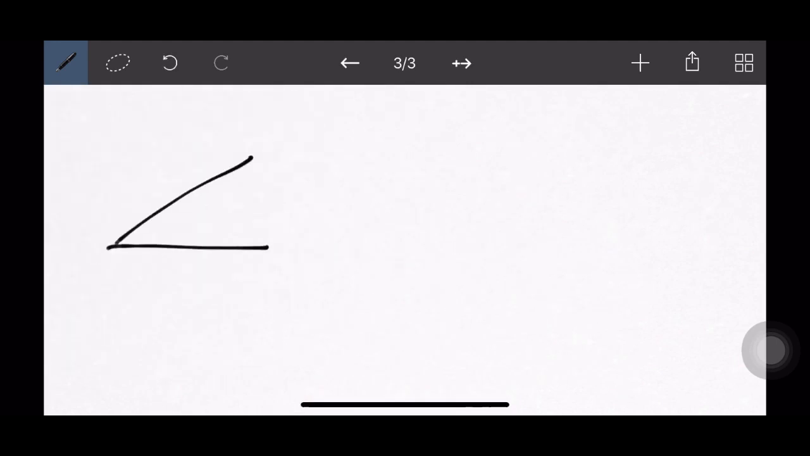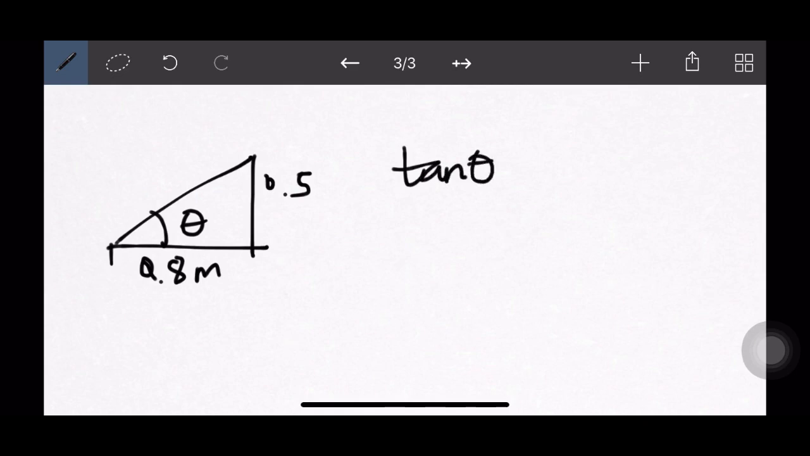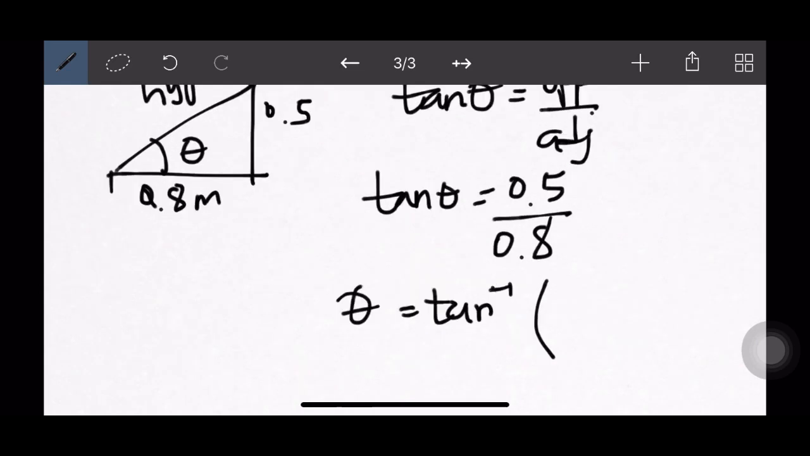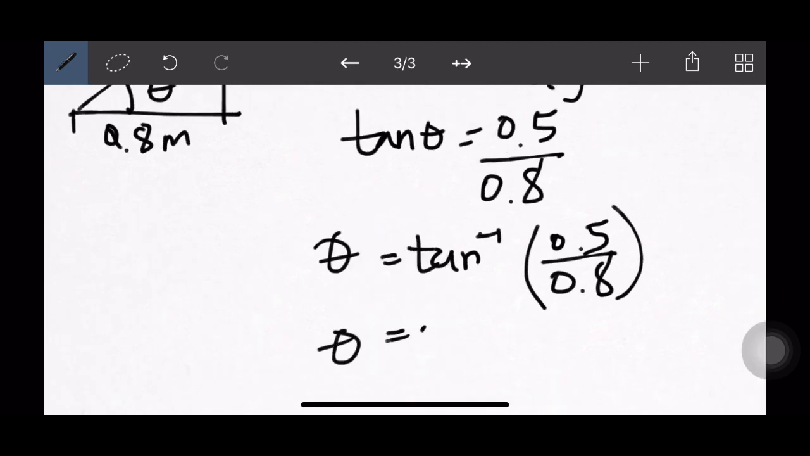So the length of our inclined plane is 0.8, and then the height is 0.5. To solve for the theta, you will use arctan because you have the opposite over the adjacent, because this is the hypotenuse, right? So tangent theta is equal to 0.5 over 0.8. Theta is equal to arctan 0.5 over 0.8. So you have the value of the angle, which is 32 degrees.